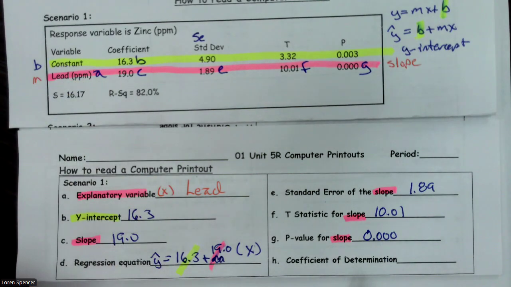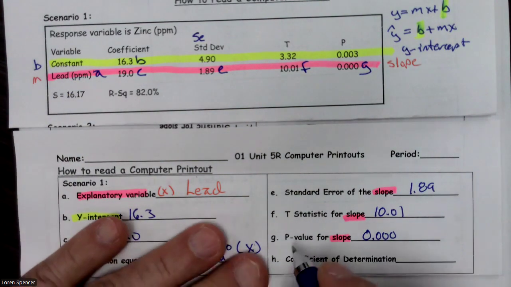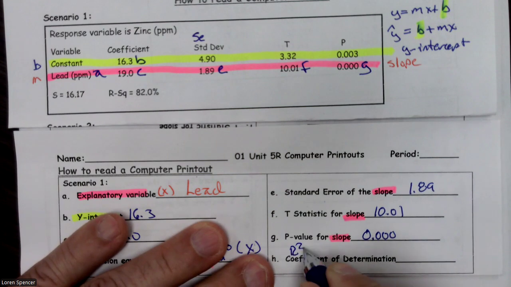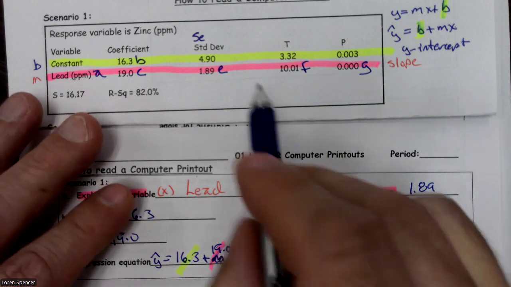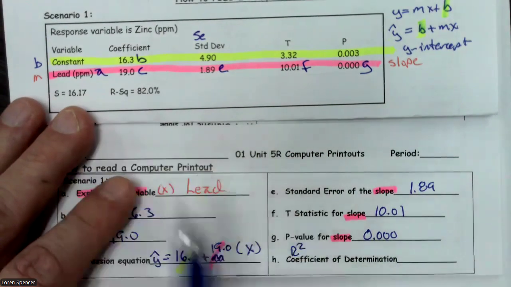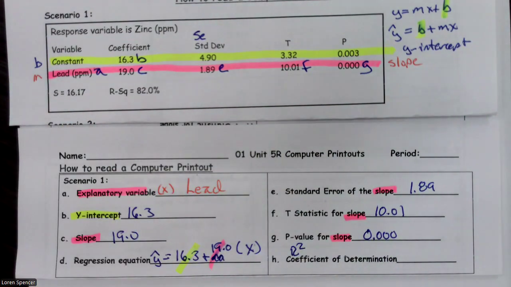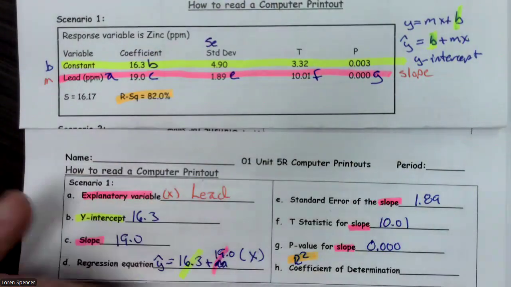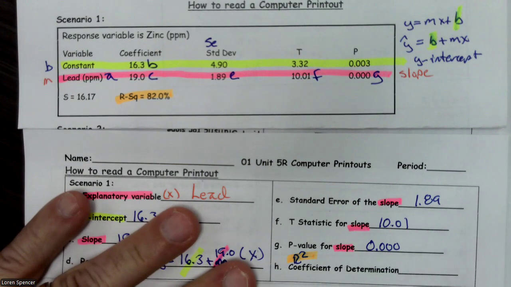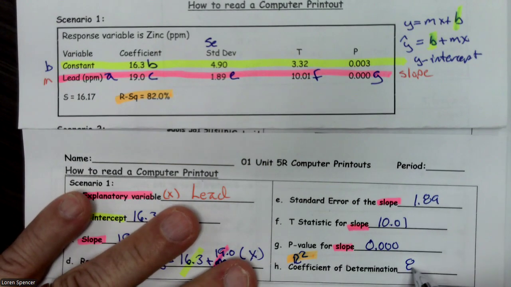The last thing it asks for is the coefficient of determination. Well, that's our R squared, and we leave it as a percent. Sometimes it'll have an R squared adjusted, which we will never use, but here's our R squared at 82%. We'll leave it as a percent, and that'll be our coefficient of determination, or 82%.